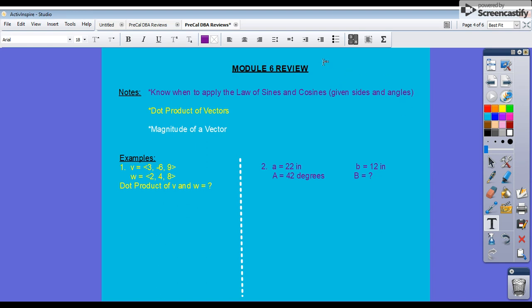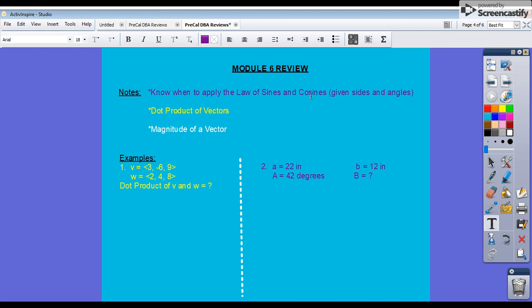So for the Module 6 review, one thing to definitely note is when to use your law of sines and when to use your law of cosines. You will always be using them when you have an oblique triangle, which is the triangle that does not have a right angle. So keep that in mind. No right angles, you have an oblique triangle.